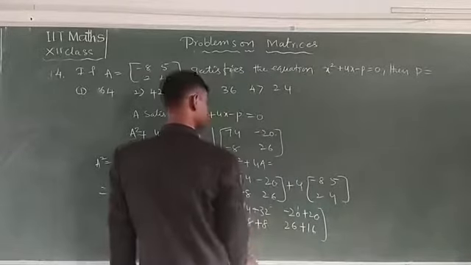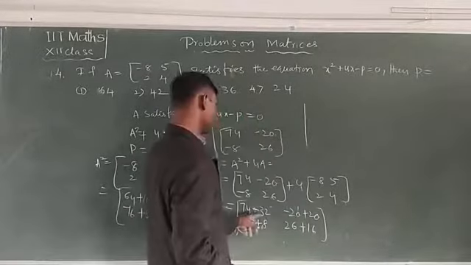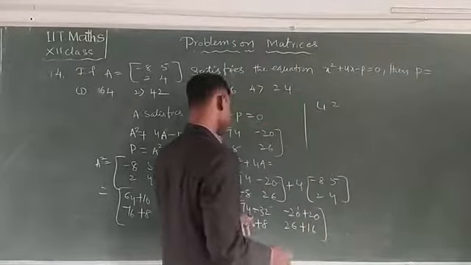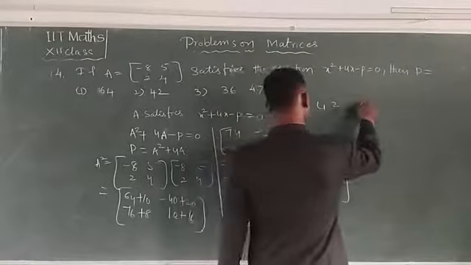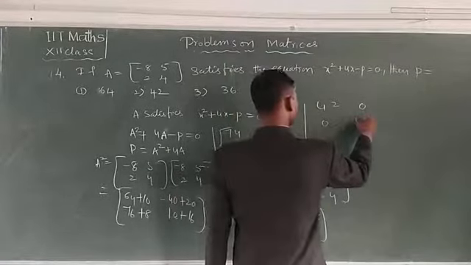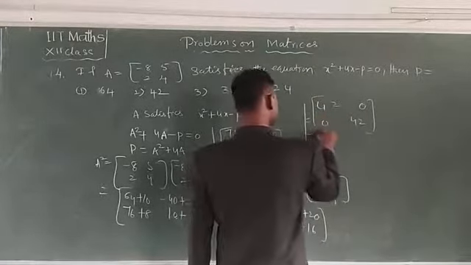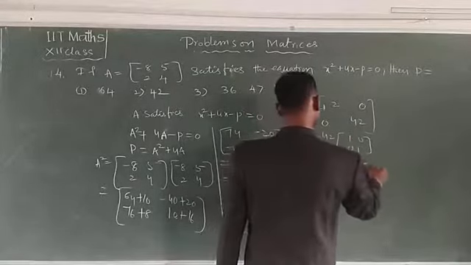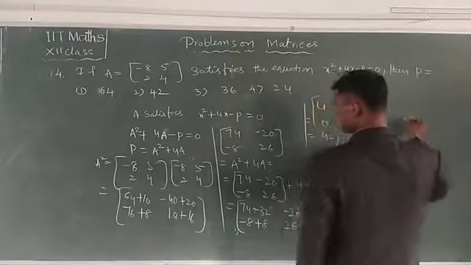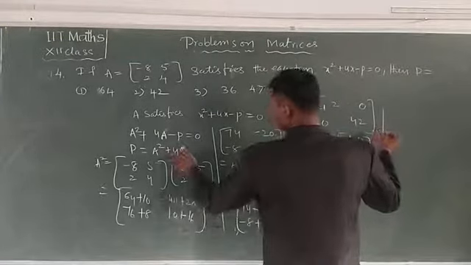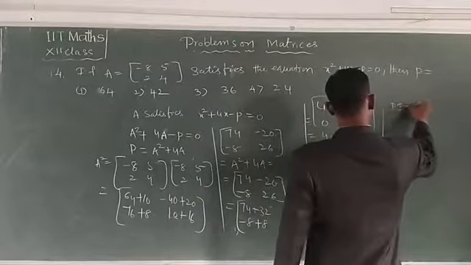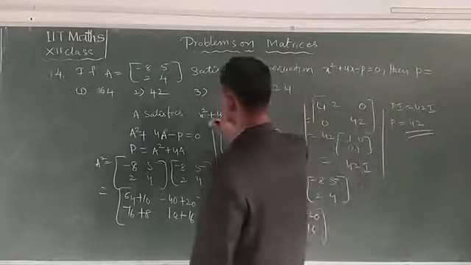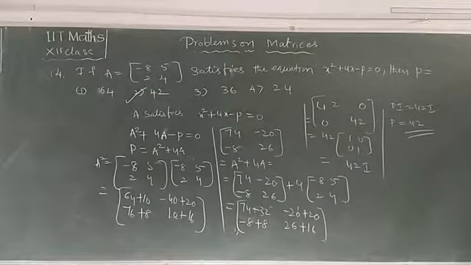Now this is written as 74 minus 32 is equal to 42, and this is 0 and 0, 42. Now take 42 common, [1 0; 0 1], then this is 42 I. You can write pI is equal to 42I, then p is equal to 42. Your answer is the second option, note down.